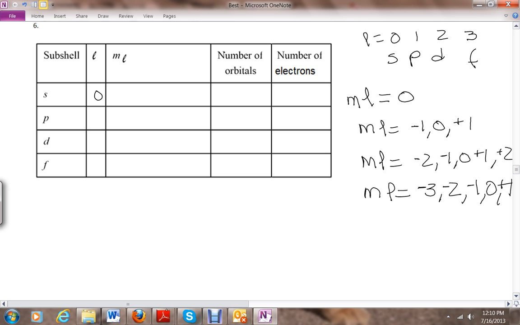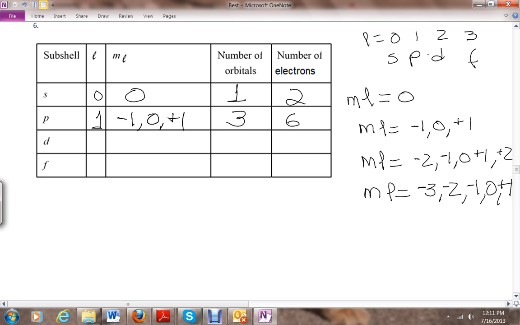Okay, so here an S, the L would be 0 for that. What would be the ml? It would be 0. How many orbitals do you have? 1. For each orbital, you have 2 electrons. Now let's go to a P. L of a P would be 1. What would be the ml? It would be minus 1, 0, plus 1, you have to write it. How many orbitals do you have? 1, 2, and 3. How many electrons? For each orbital you have 2 electrons, so it would be 6.